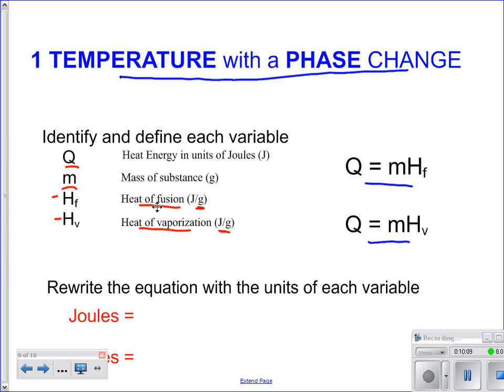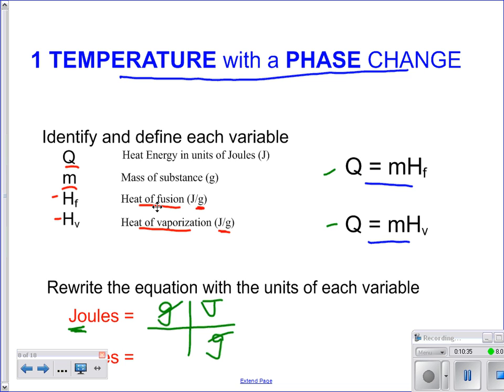So now if I were to try and show how that works in dimensional analysis using either one of these formulas, it really doesn't matter. I see that my Q, my joules, is going to equal my mass, which is grams, times my heat of fusion or my heat of vaporization, which is joules per gram. And we see that the units work out perfectly that way.